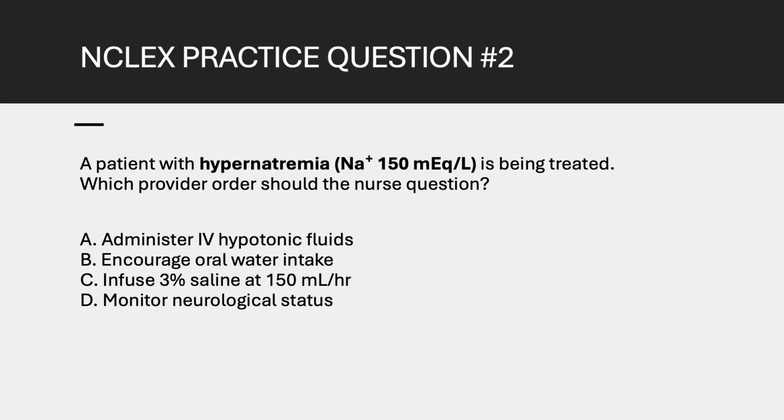Go back to the main question. It asks you which provider order should the nurse question. That's like asking you which one is wrong. What would be the most inappropriate thing to do for this patient? What would make them worse? If you chose C, infusing 3% saline, you would be correct. That is actually the worst thing we want to do. The patient already has high levels of sodium. If you give 3% solution, you are giving a water solution with a lot of sodium in it, so we would just make the patient worse. We would want to give a diluted solution. We don't want to increase that sodium.